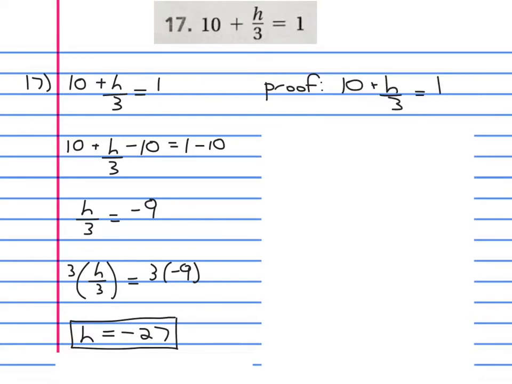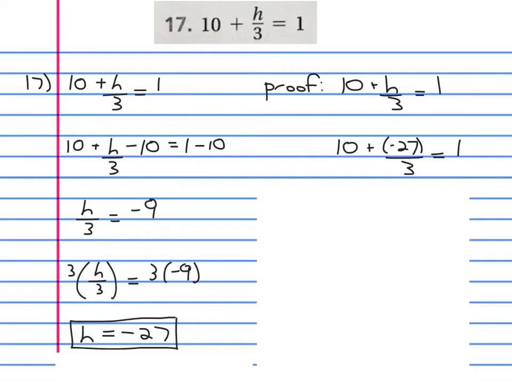So we say the proof. We write the original equation unchanged, 10 plus h over 3 equals 1. And now we are rewriting the original equation with parentheses wherever there's a variable, and the value that we believe it to be substituted in. So exactly the same with negative 27 for h, parentheses around it. Cannot stress that enough. It's got to be there.